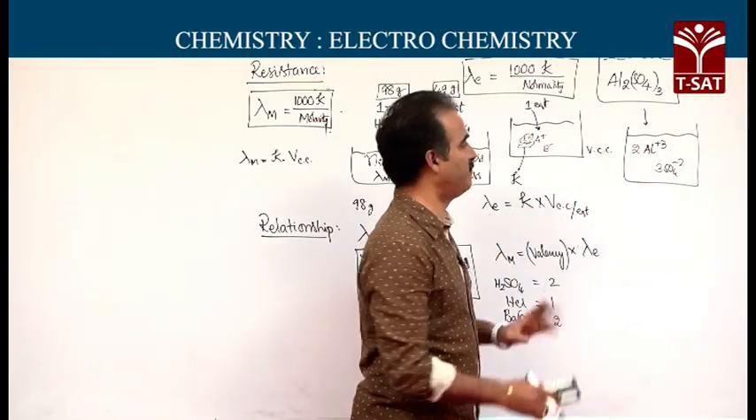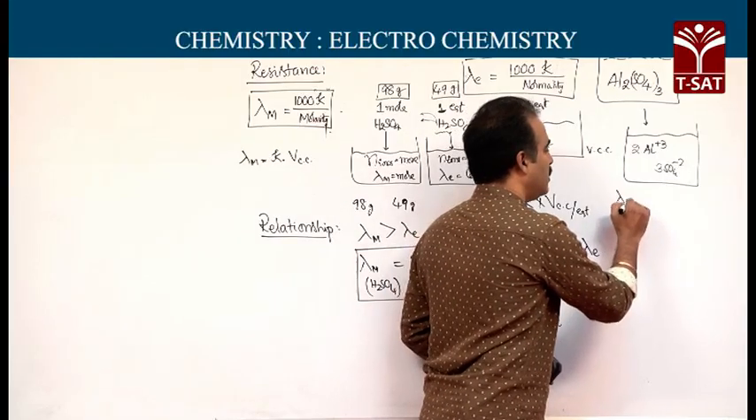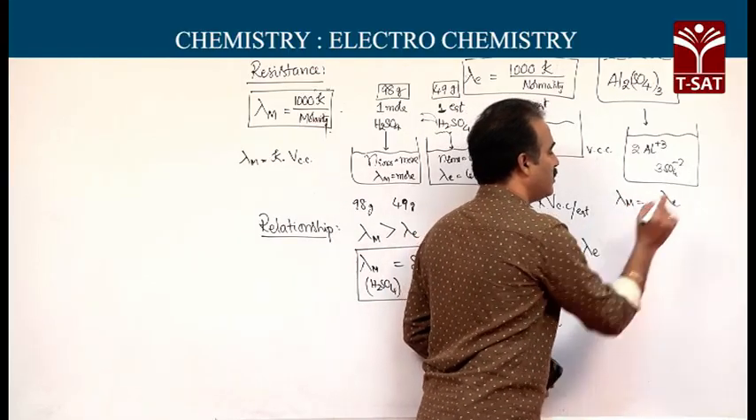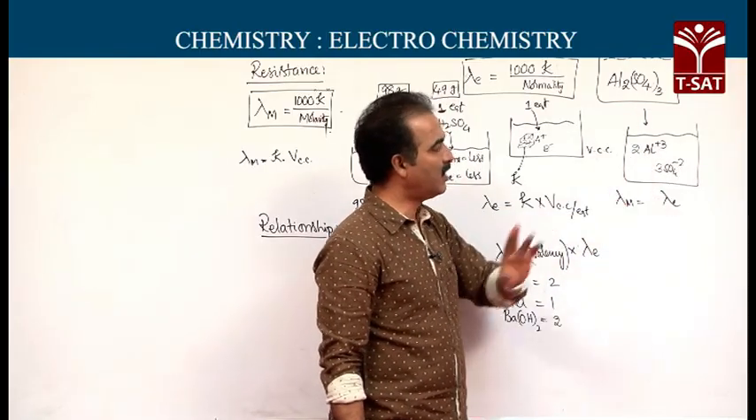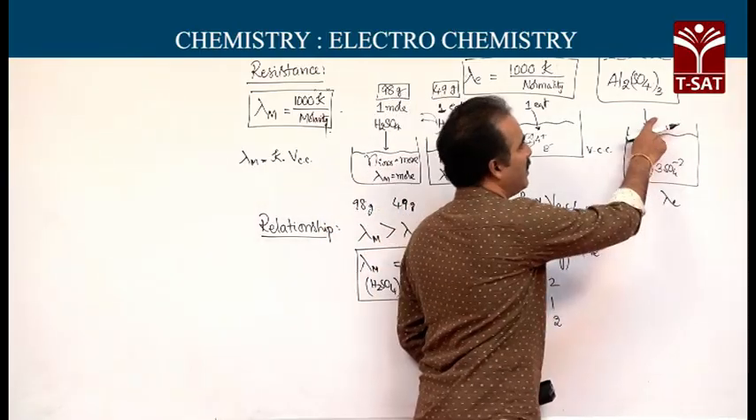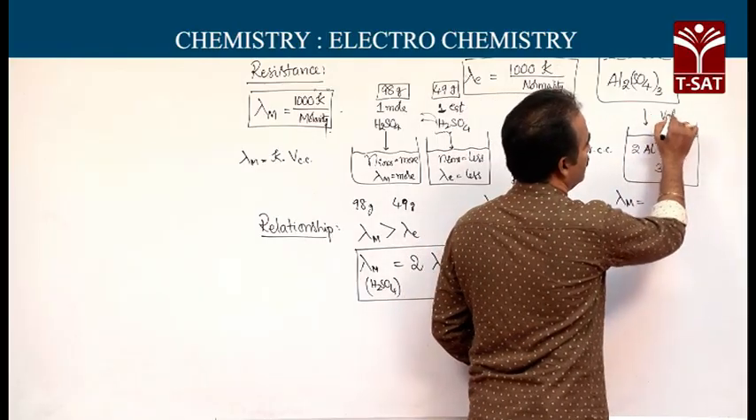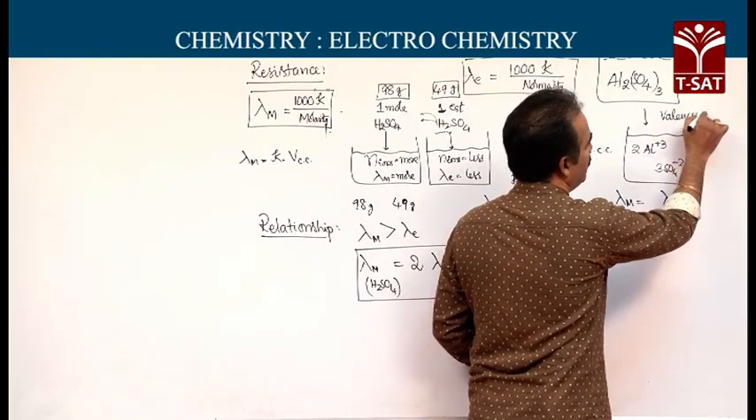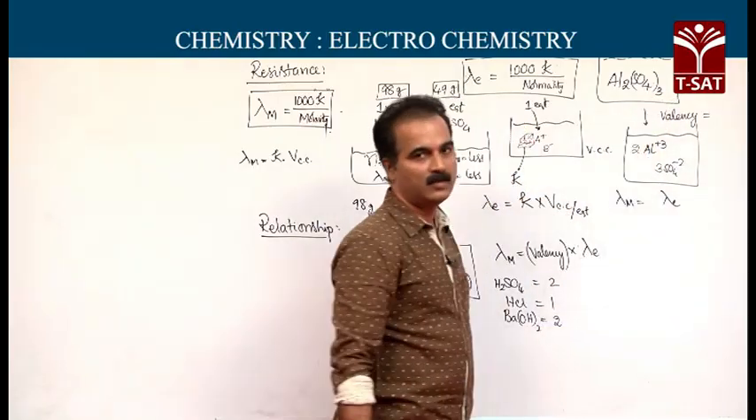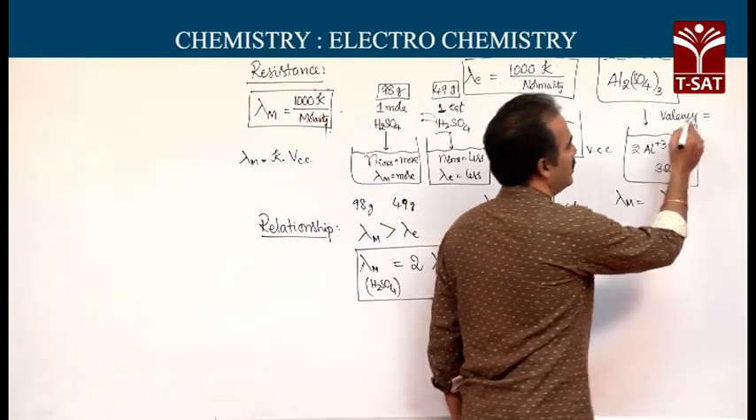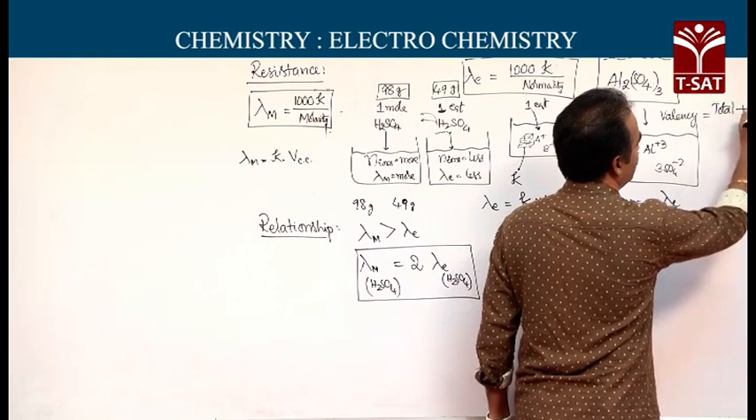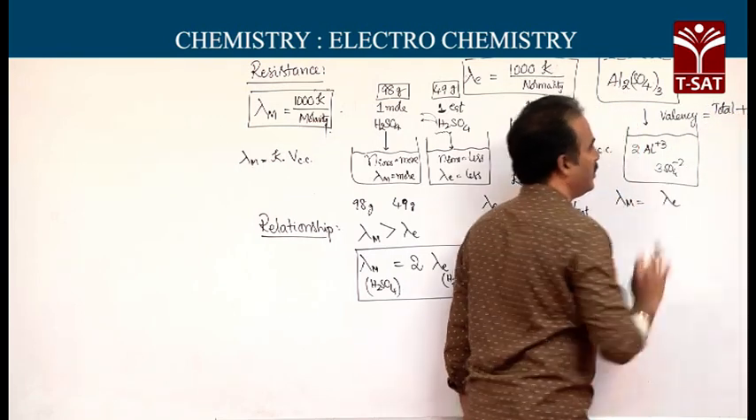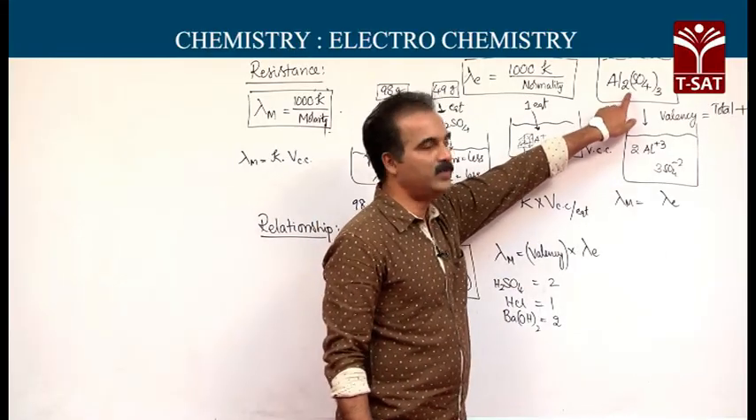Then what is the valency of it? I want to know the relation between molar conductance and equivalent conductance for this, so that is about understanding valency. How is the valency of Al2(SO4)3 defined? Being a salt, its valency is the total positive charge or the total negative charge. Either of them you can take.